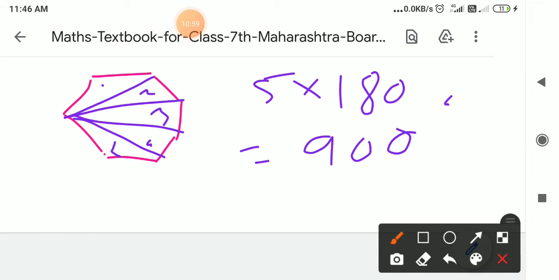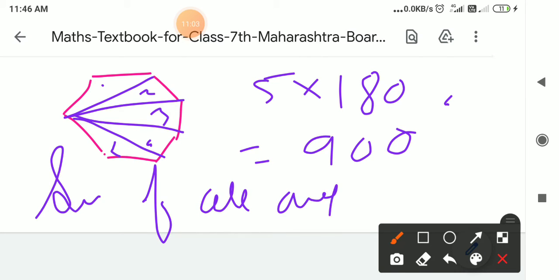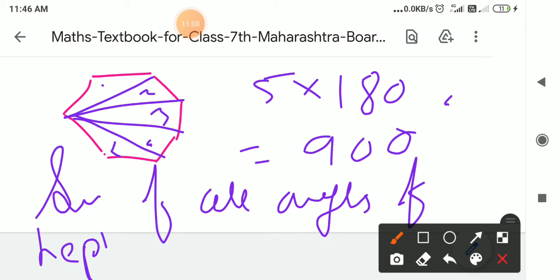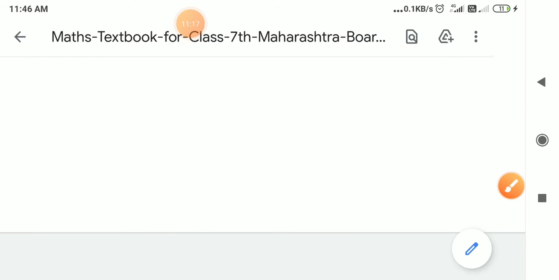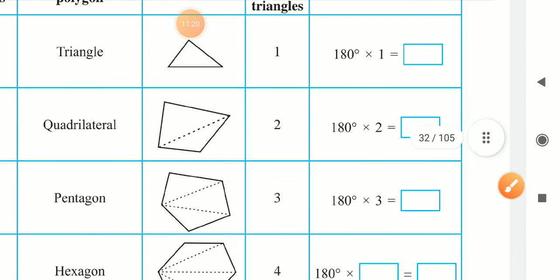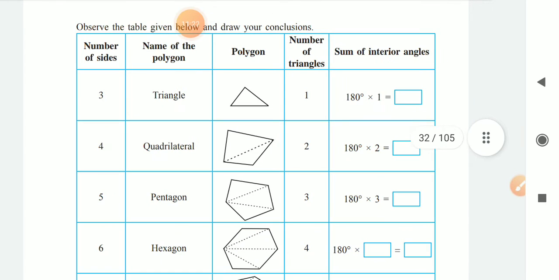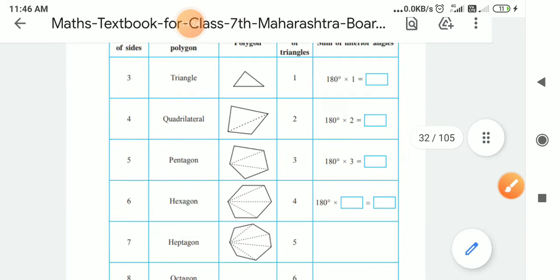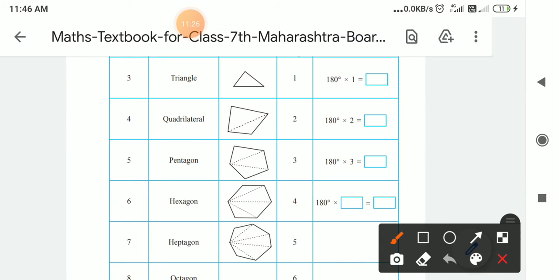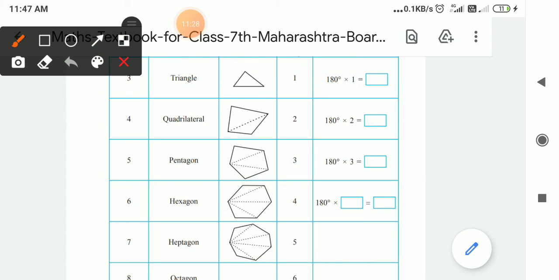So the sum of all angles of a heptagon is how much? 900 degrees. So in this way, what we get here is the heptagon's property, that its measure is equal to 900.